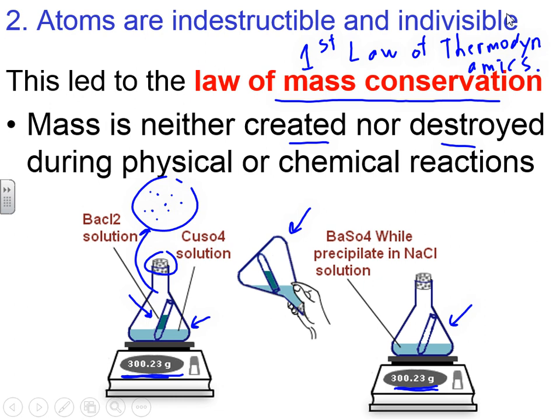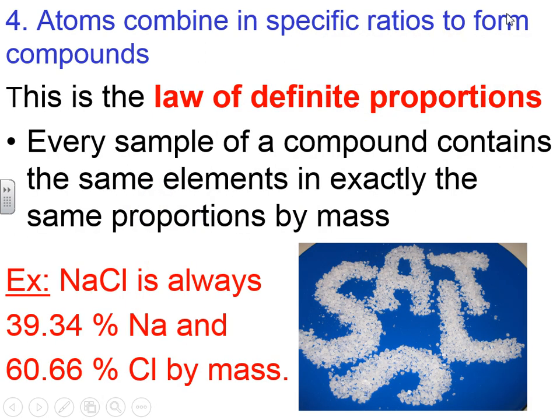And the 4th point here is really important as we talk about compounds. Atoms combine in a specific ratio to form compounds. This is called the law of definite proportions. And it says that every sample of a compound contains the same element in exactly the same proportion by mass, no matter where it is in the universe. So salt, for example, sodium chloride, whether it's in the US, whether it's in a different country, on a different planet, in a different galaxy, salt will always be exactly 39.34% sodium and 60.66% chlorine.